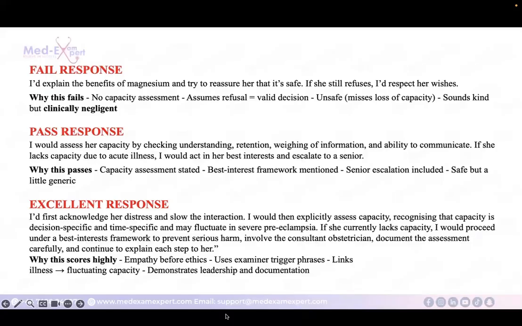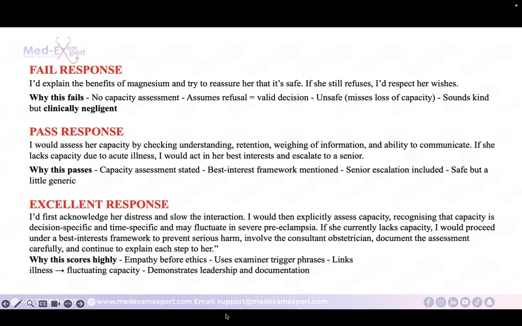And why is it an excellent score? Because you showed empathy before ethics, right? You were nice to her, you gently explained to her, and used the examiner's trigger phrases, okay? This is what we want to know, that your empathy is there. You're not a robot, you're not working like a robot, but you have empathetic behavior towards your patient, and you link that capacity to her illness. There's a fluctuating capacity, okay?